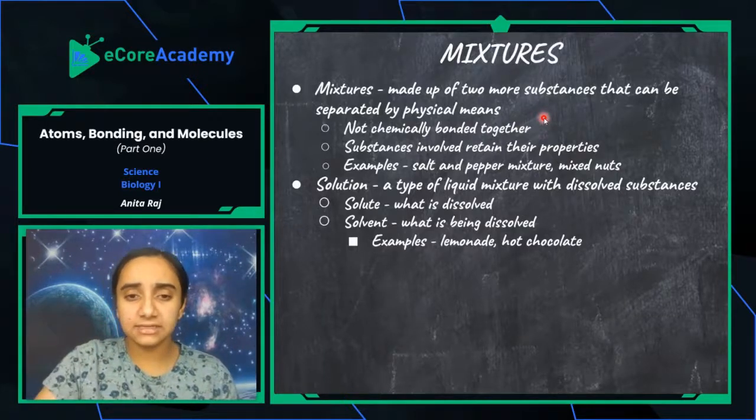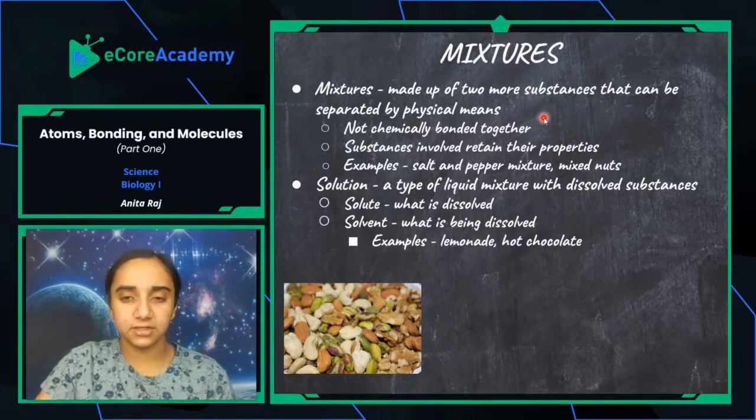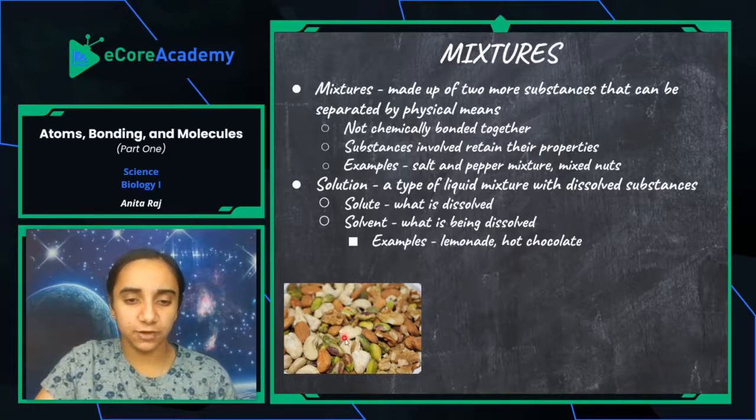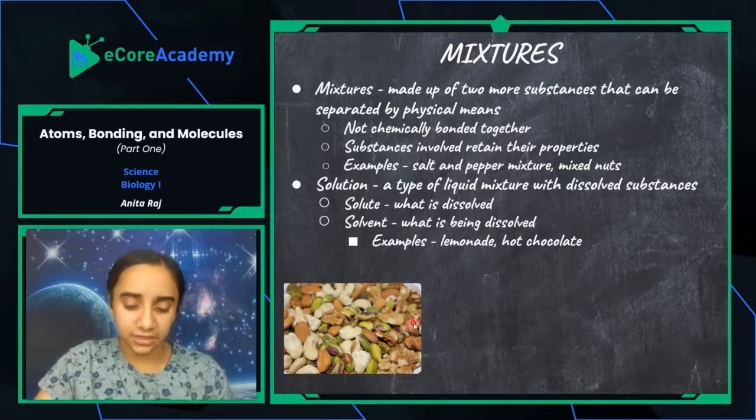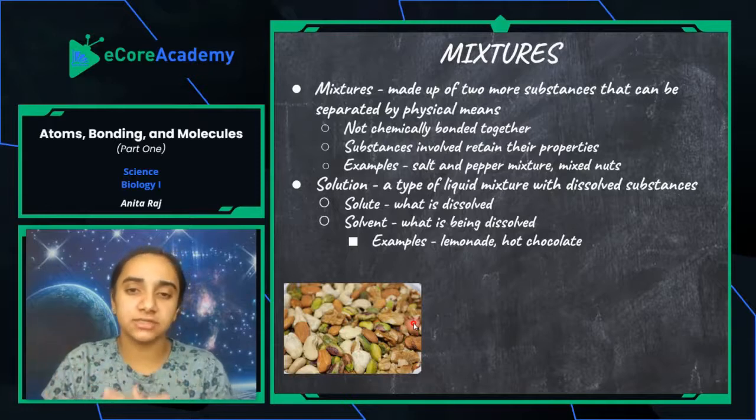Some great examples I have for you are salt and pepper mixture and mixed nuts. So I don't have a salt and pepper mixture here, but I do have mixed nuts here. As you can see, I have different kinds of nuts. I have almonds, cashews, pistachios, all mixed together, but they're not chemically bonded together. I can just separate them if I wanted to. Think of it like they're just mixed together. That's what a mixture essentially is.